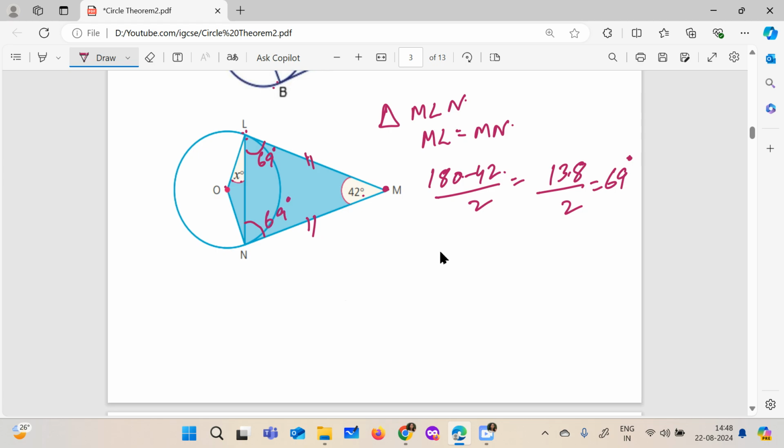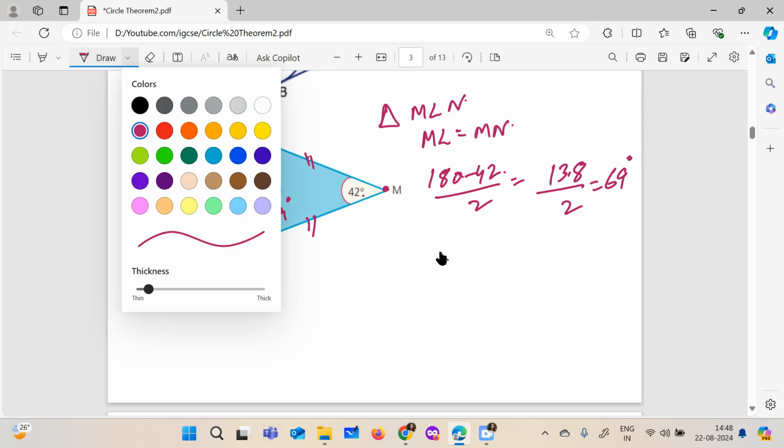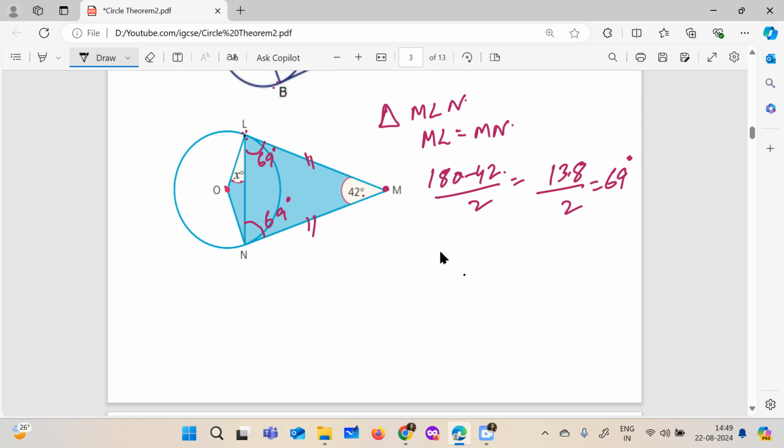Yes. Now, another thing you have to know is that a tangent and radius form 90 degrees. Okay. So x will be 90 minus 69. That gives you 21. Is this clear?